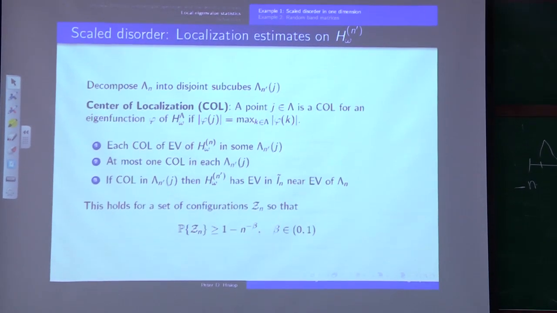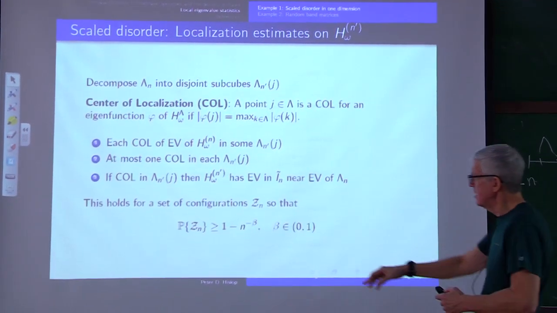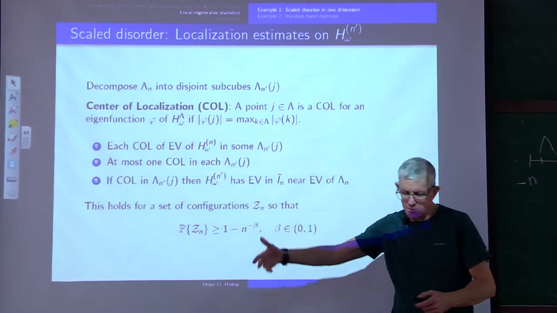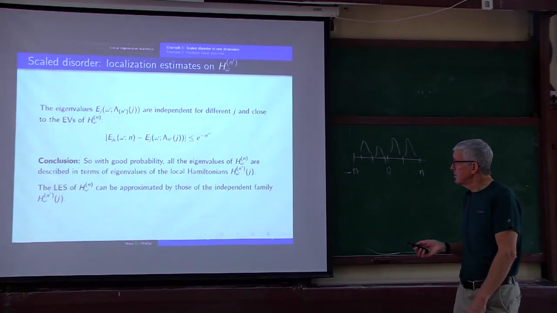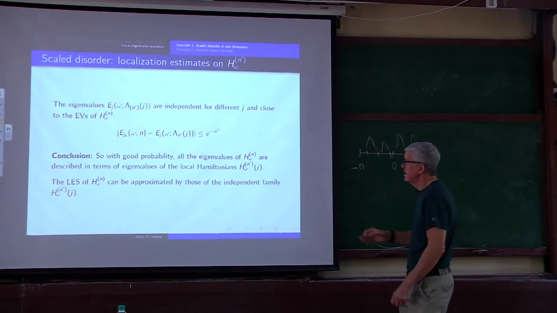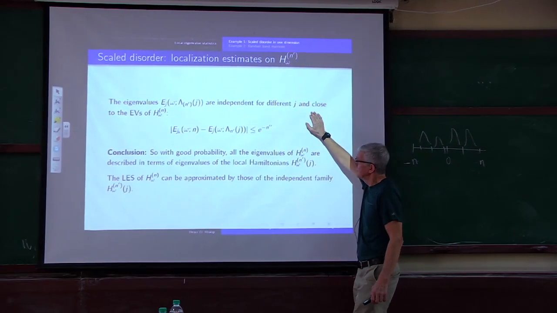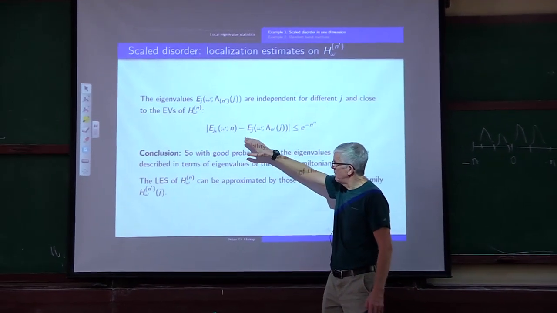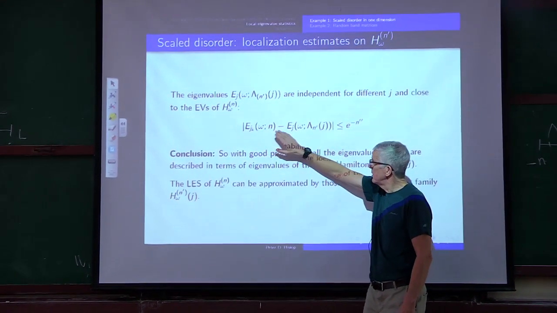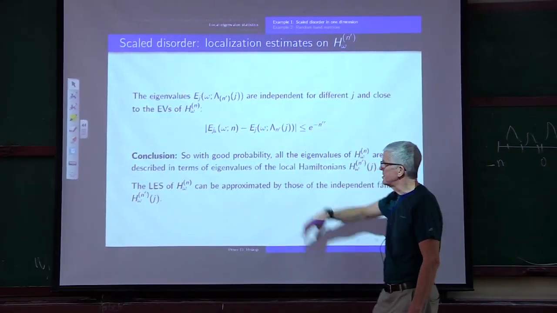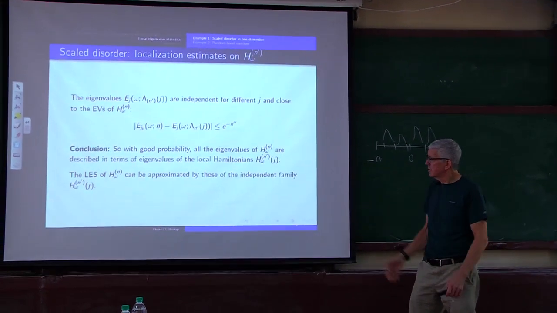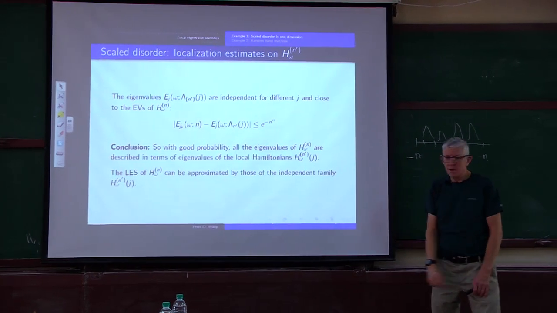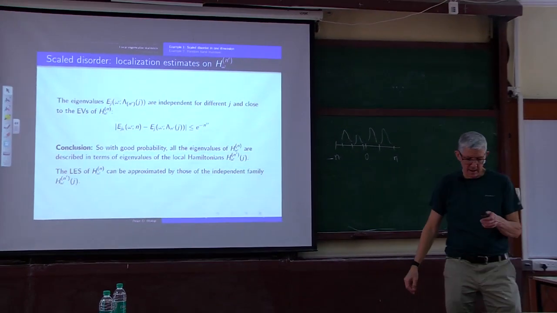And again, all this is done with a good probability, 1 minus n to a power. So as n goes to infinity, this holds almost surely. So this is the basic idea again. The eigenvalues on the smaller scale for different j are independent. And an eigenvalue on the bigger scale is very, very well approximated by an eigenvalue on the smaller scale. Okay, so with a good probability, all the eigenvalues look like eigenvalues of the small scale Hamiltonian.